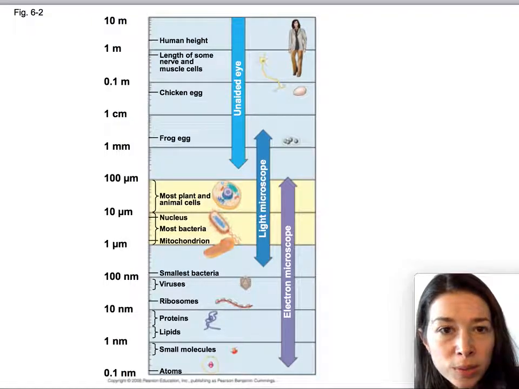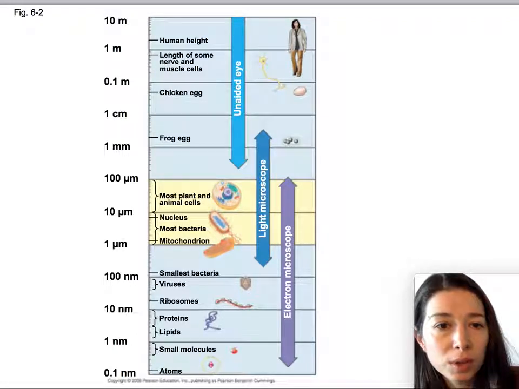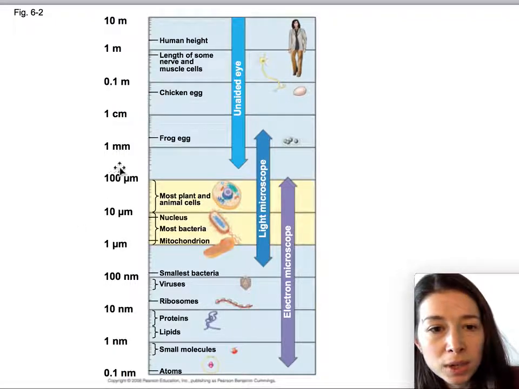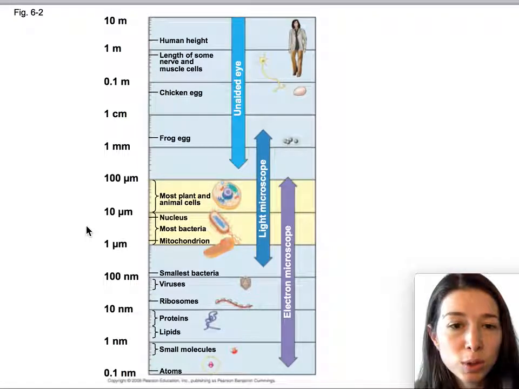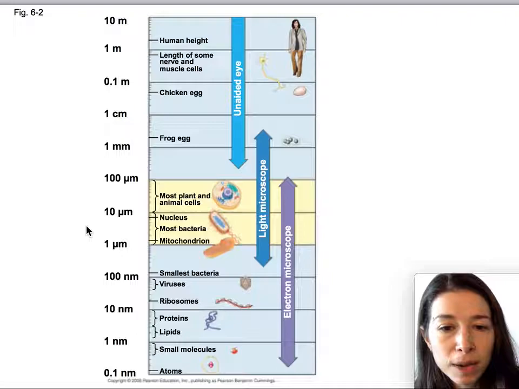So you might be 1.5 meters tall, maybe a little taller. A chicken egg is maybe 10 centimeters big. A frog egg is a few millimeters big. So here we've moved from meters to centimeters to millimeters. When we start talking about things in the micron scale, these are organisms that we usually need light microscopes to see. So they're about 10 microns or 1 micron, in that range.